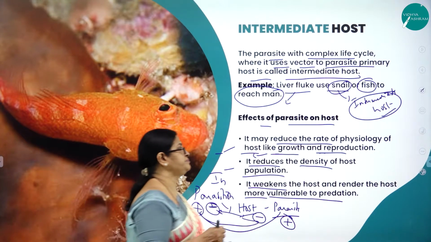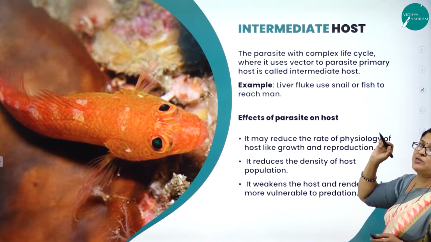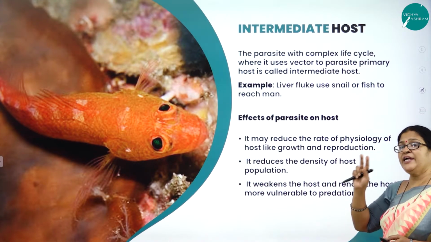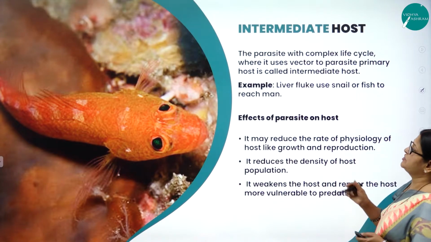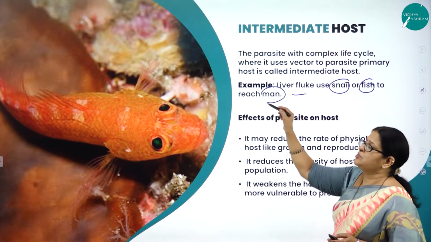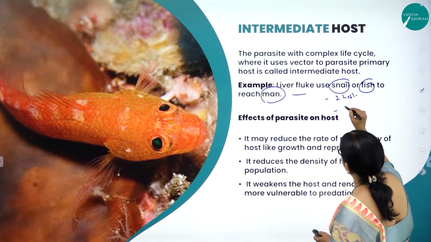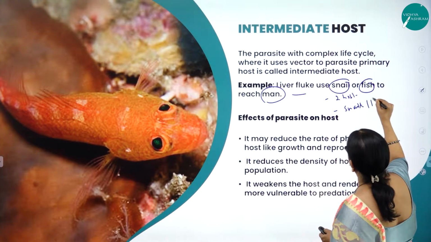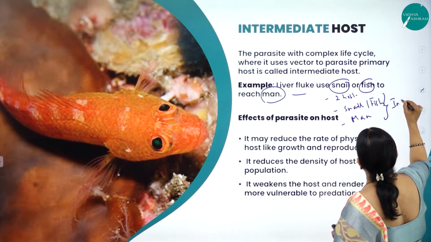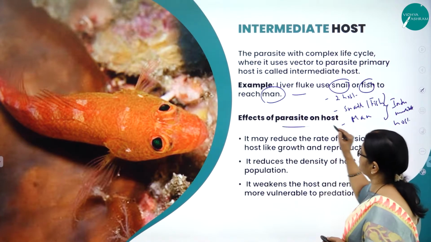So I repeat. What is intermediate host? The parasite with complex life cycle. Usually we come across this intermediate host in such parasites which have a complex life cycle and need two hosts to complete their life cycle. For example, liver fluke uses snail or fish to reach what? Man. There are two hosts here. One is the snail or the fish and the other one is man. So this is called as the intermediate host.